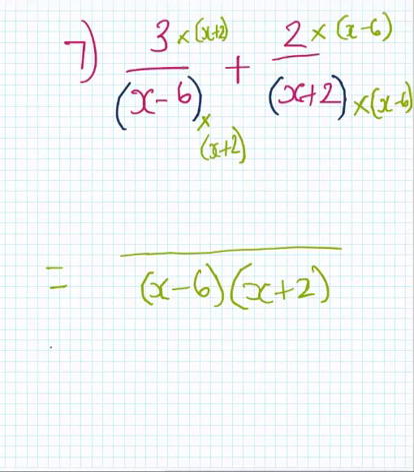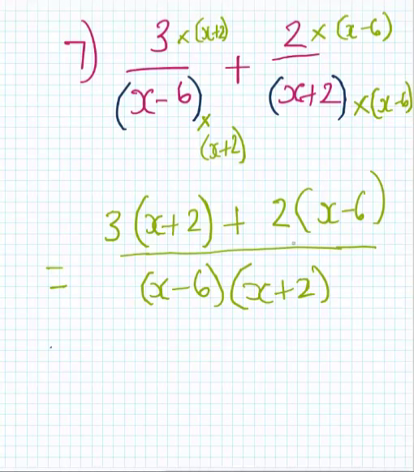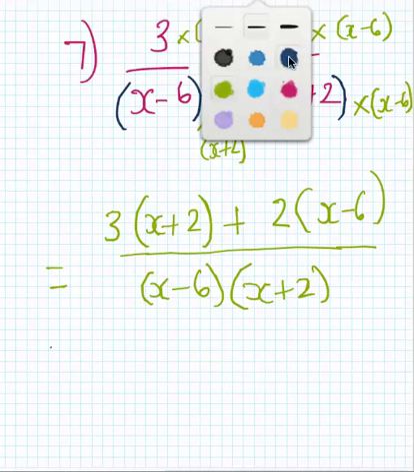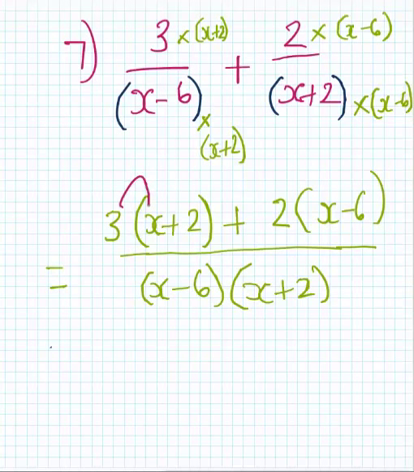But now the top, we have to expand the top. So first, let's write it out. We have 3 bracket x plus 2, and it's a plus, and then 2 bracket x minus 6. And now with the top, we do expand the top to see what we can simplify. So we're going to go 3 times x and 3 times 2, and that's a positive 2, x times x and times a negative 6.